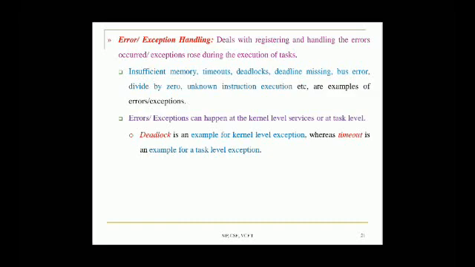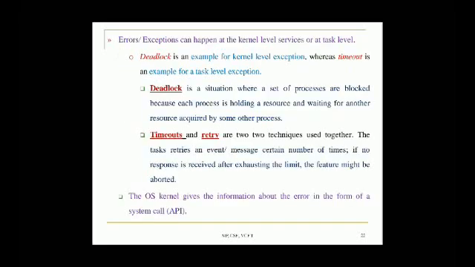These are the examples. But as I said, we divide these errors or exceptions into two: kernel level exceptions and task level exceptions. In the case of kernel level exceptions, the problem could be a deadlock. In the case of task level exceptions, timeout is one such example. So let's get into more detail on kernel level and task level exceptions. Let's take a deadlock example. This is a kernel level exception.